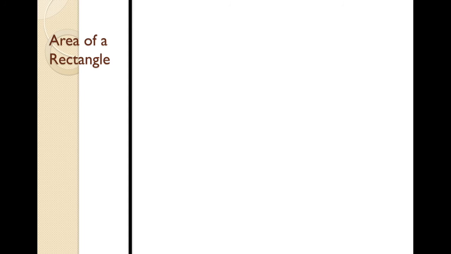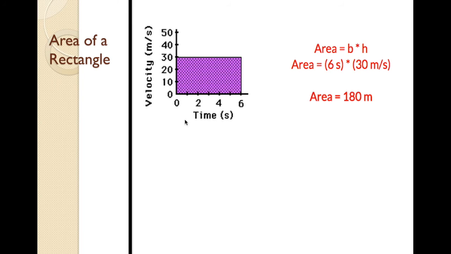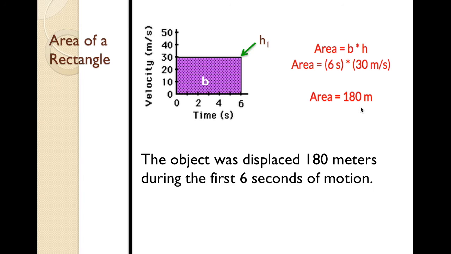The area of a rectangle. If you were given this graph, you know that all this area here is going to be the base times the height. And so if you go over here and you just look, you see that the base is 6 seconds. And you multiply that by 30, which is the height, 30 meters per second. When you multiply that, you get an area of 180 meters. Pretty easy. So that is what it states, is that the object was displaced 180 meters during the first 6 seconds of motion.